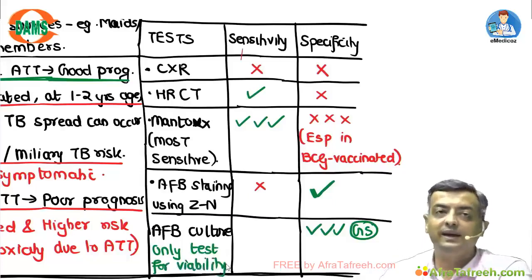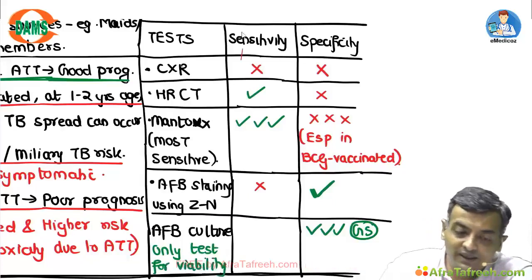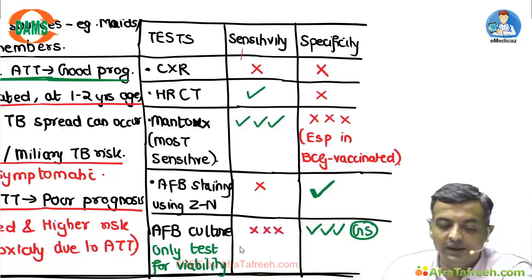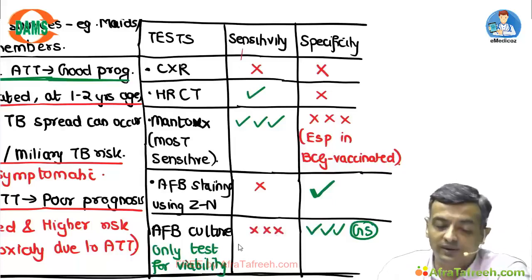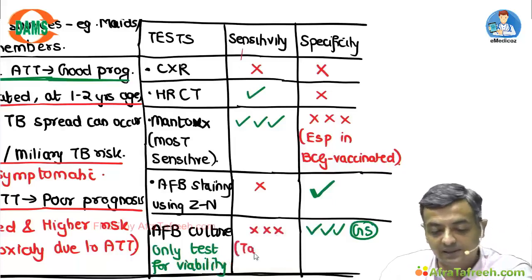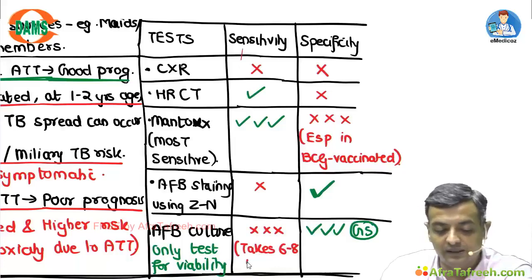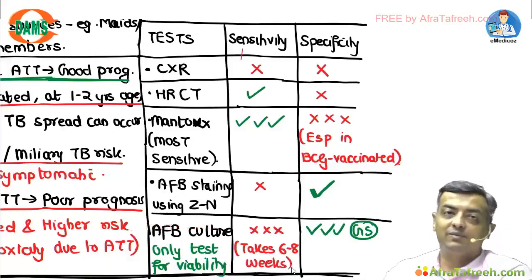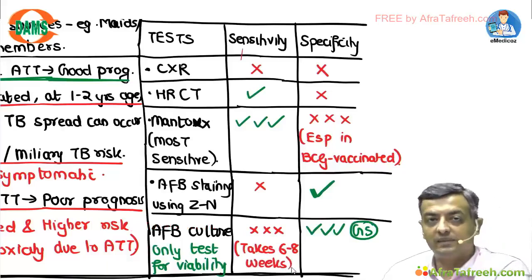The only test for viability of the TB bacilli, but the sensitivity is not good and it takes at least 6 to 8 weeks for culture to come. It takes a long time. So what is the problem we are facing?